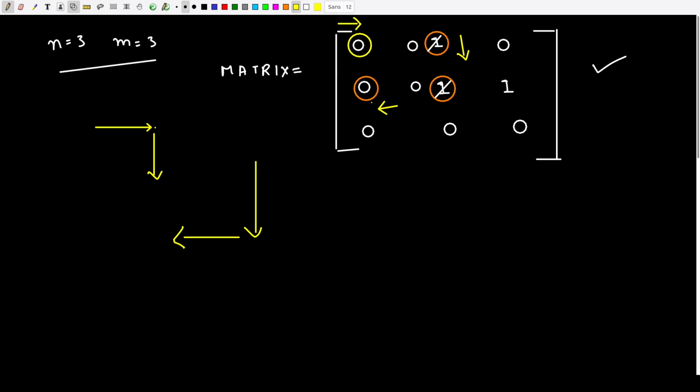Now since this element is 0, we are supposed to maintain our direction, and once we maintain our direction, what we realize is that we will be exiting out of the matrix, because of which the position of this element is our answer. So in this particular case, the index which we are going to return is first row and 0th column. So that's about the problem statement, folks. Now let us discuss the solution of this problem.